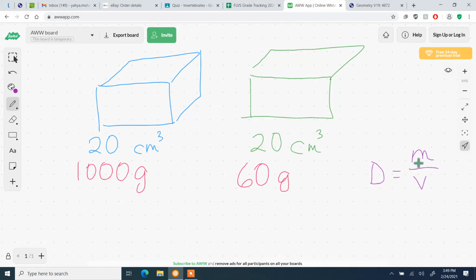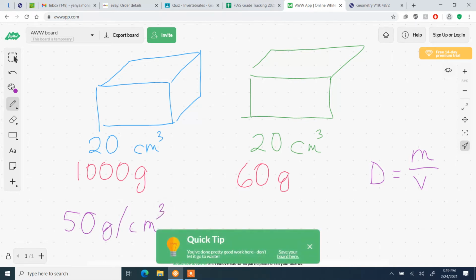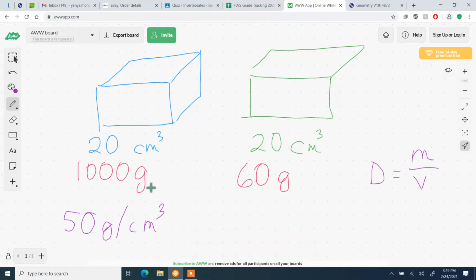So density is the mass, which is these ones down here, divided by the volume, which is this one up here. So what is the mass? 1,000 divided by the volume 20. This one over here is going to have a density of 50 grams per centimeters cubed. So notice that the units of the mass go on top, divided by the units of the volume, which go on the bottom.